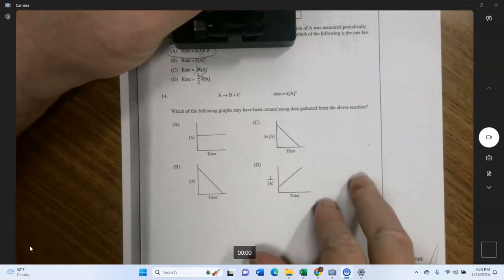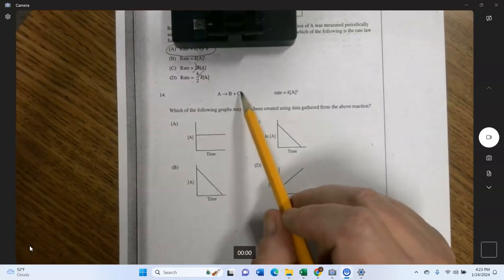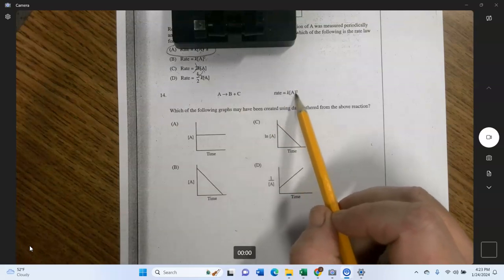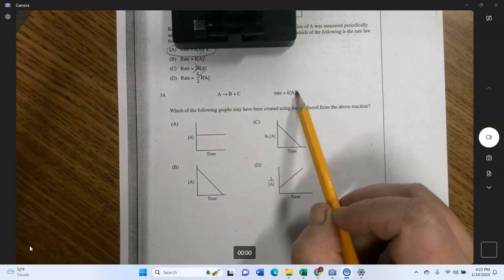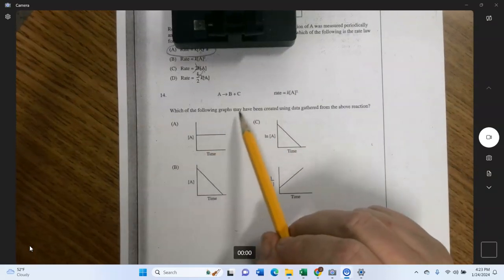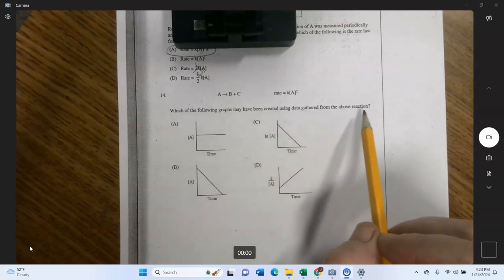All right, number 14. So here you have a reaction with a single reactant. Rate equals k[A] squared, so that's a second order reactant, and a second order reaction because you only have one reactant. Which of the following graphs may have been created using data gathered from the reaction?